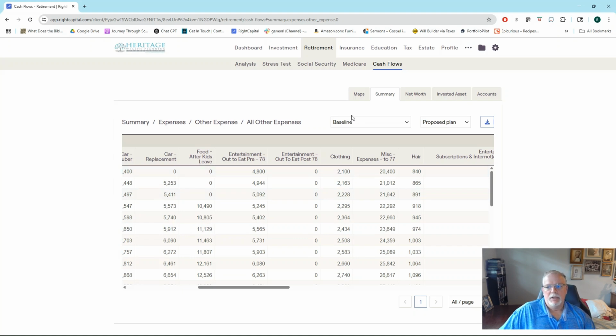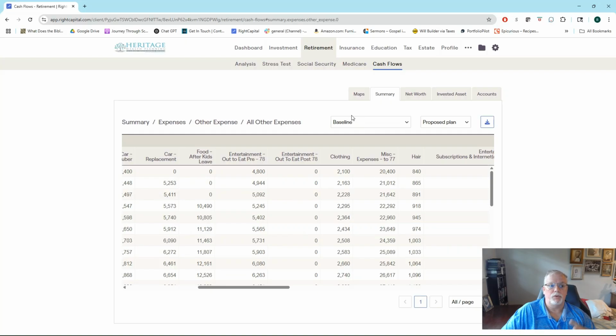Right Capital is going to apply inflation based on what you tell it when you do the budgets. I have another video on budgeting, how to create your budget. But what it's going to do is based on the option you pick in that expense, it's going to apply an inflationary rate to that expense, which is awesome, right?